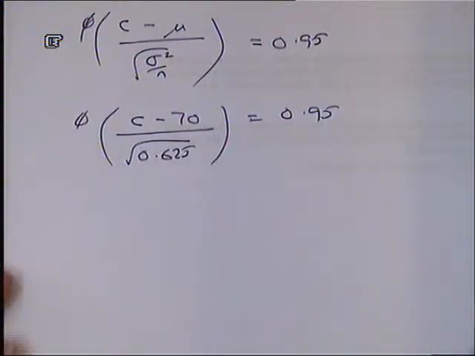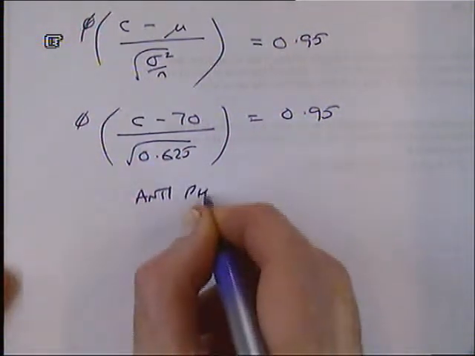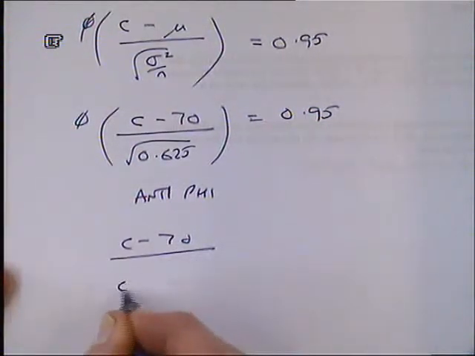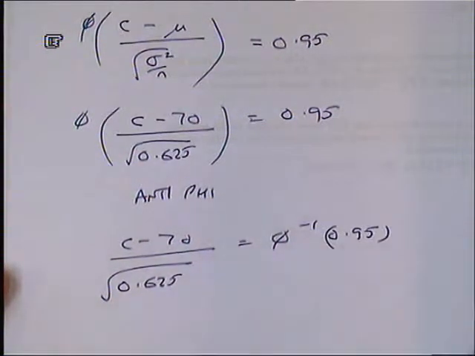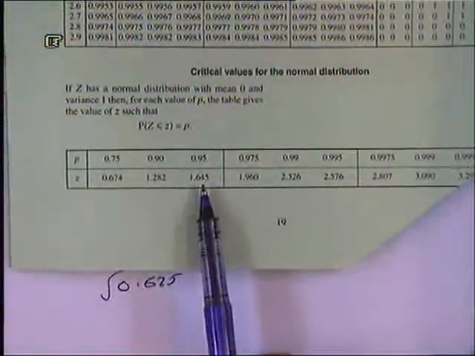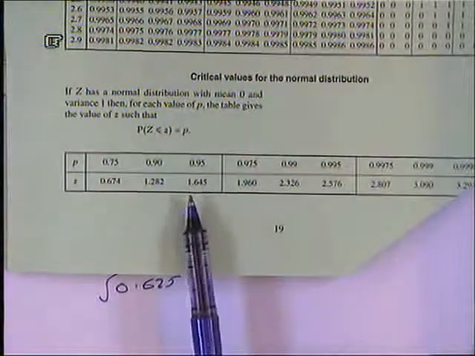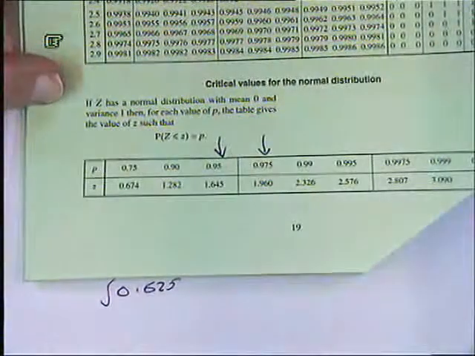Now if I want to find out the C, what's my next step? Yeah, I need to anti-phi both sides, which means on the left I just get rid of the phi symbol, and on the right I anti-phi 0.95. If you anti-phi 0.95, what do you get? 1.645 is correct. Remember, when you're anti-phiing, these values like 0.95 and common ones at the bottom of the tables, you can use this bit here. You don't have to look in the middle. And you will memorise soon that one there and that one there, because we use them an awful lot.